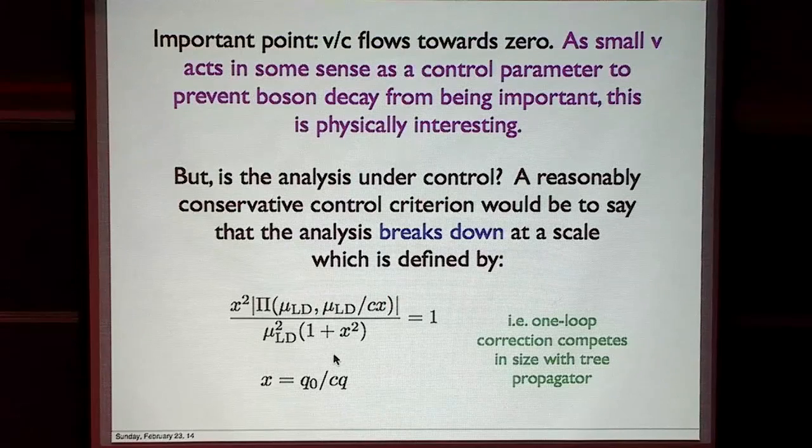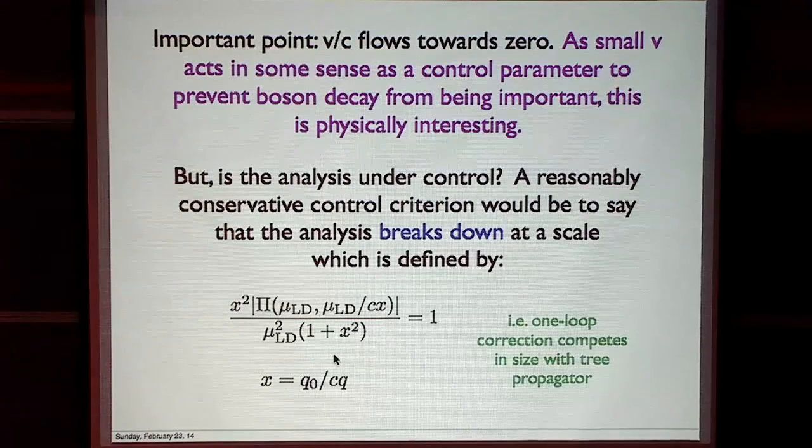So here's the important point. V over C is flowing towards 0. That's the only thing I wanted you to take away from those graphs. So maybe we made a mistake in the RG. If we didn't make a mistake in the RG, V flows towards 0. Now, small v acts in some sense as a control parameter, because damping contributions that we can't control are proportional to V, this can prevent boson decay from being important, and that's physically interesting. It's not some formal statement.